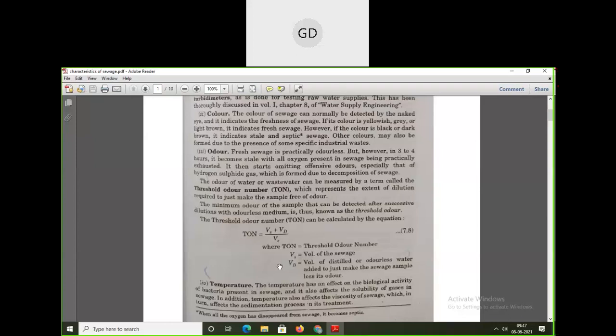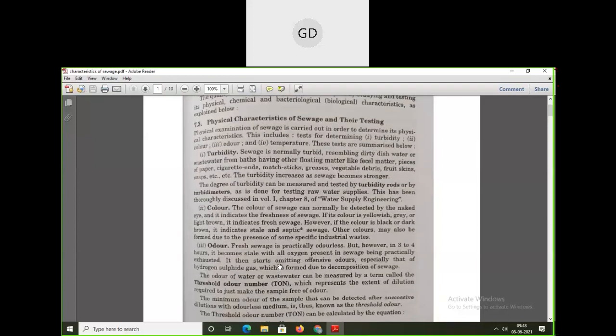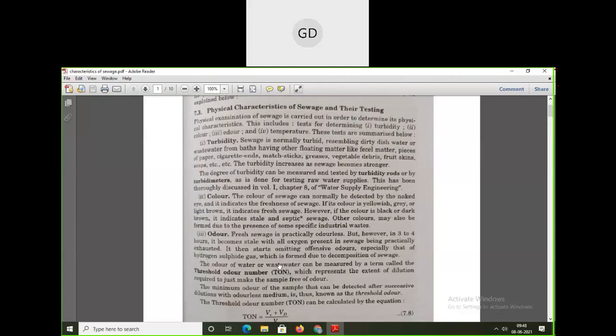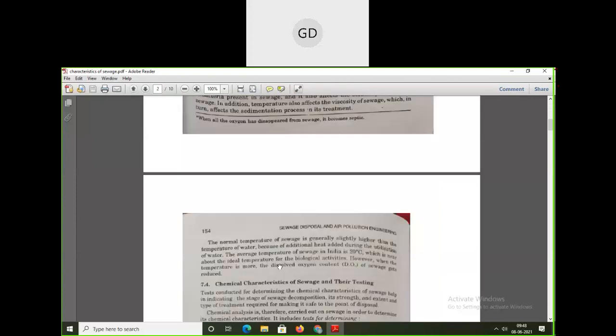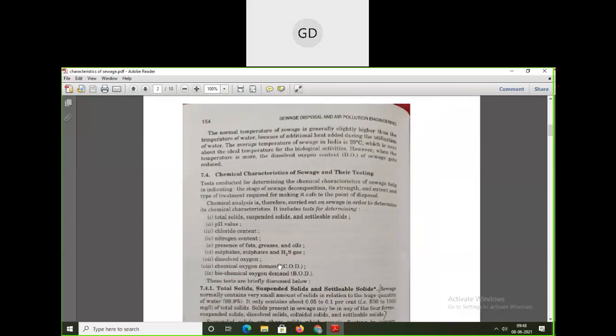You take a sample of wastewater with a very odory smell. Then you take two beakers. In that odory sample of wastewater, you keep on pouring distilled water. A moment will come when the odory smell will go out. It will be exhausted. That is the point where you get your threshold odor number.